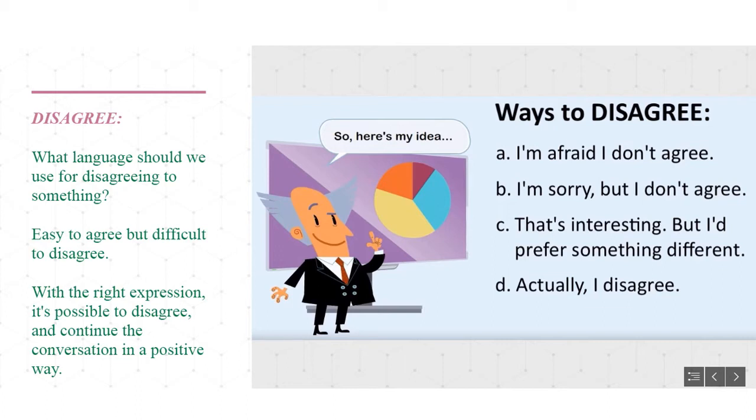"I'm afraid I don't agree." "I'm sorry, but I don't agree." "That's interesting, but I'd prefer something different." "Actually, I disagree." With the right expression, it's possible to disagree and continue the conversation in a positive way.